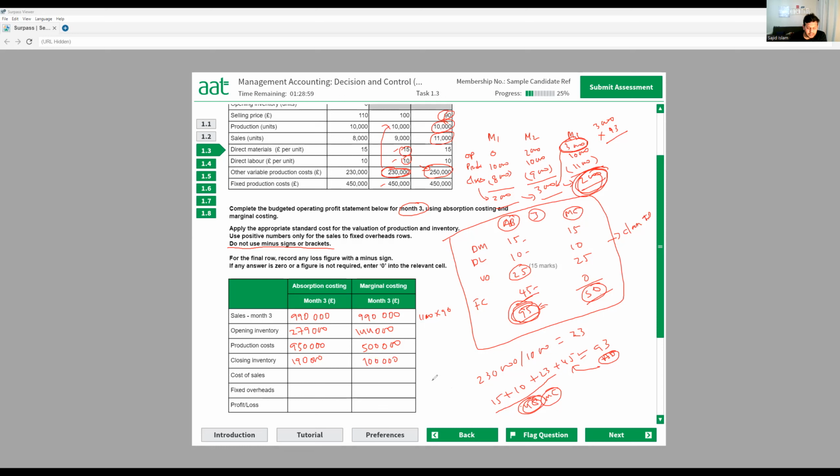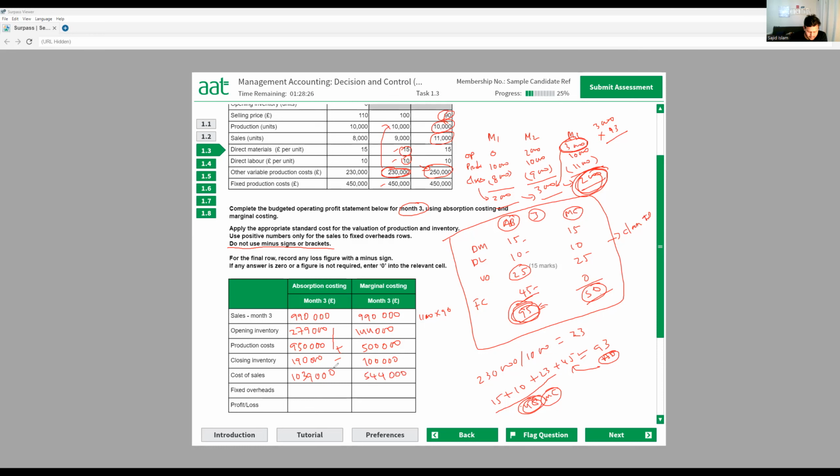That's it. So let's find our cost of sales: opening inventory, plus purchases, less closing inventory. That means our cost of sales. So 279 plus 950 minus 190 gives me 1,039, which is 1,039,000. And the marginal one gave me 544,000.